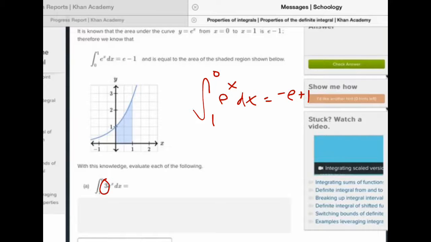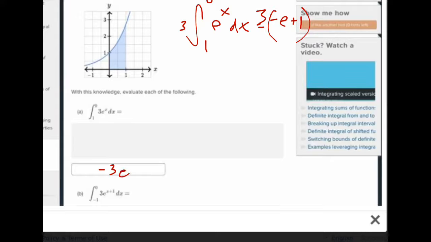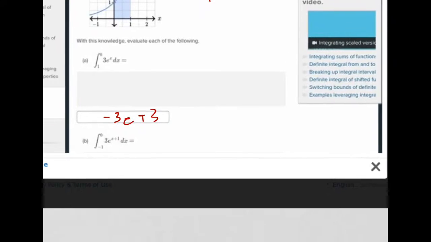But then they're also multiplying it by 3. So then it would just be times 3, right? Because you can put the 3 out there. So this would be negative 3e plus 3. So that's easy.